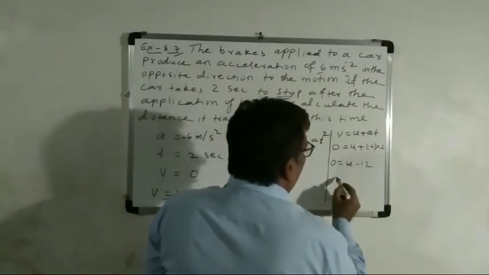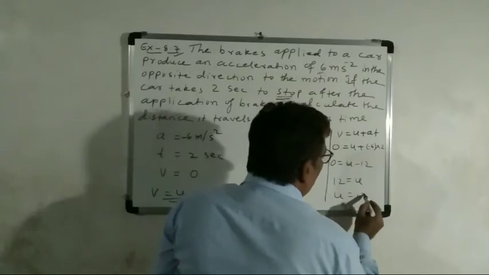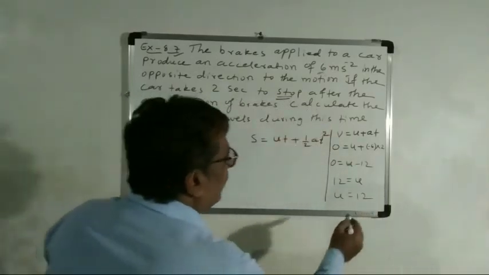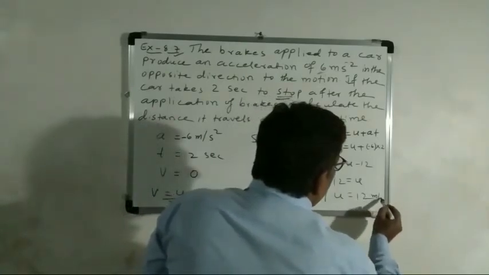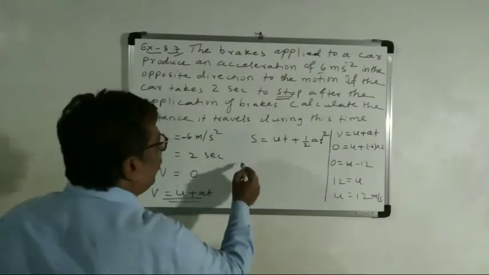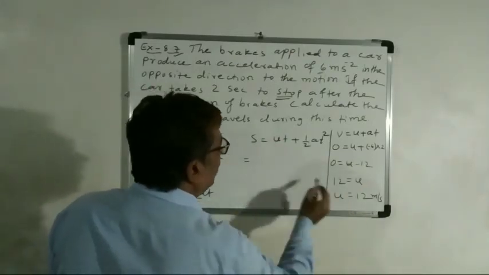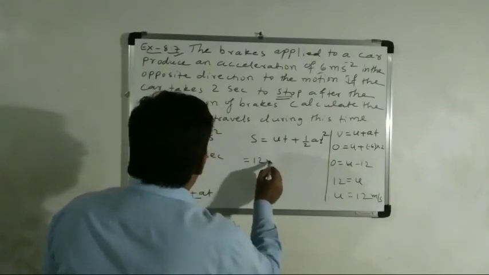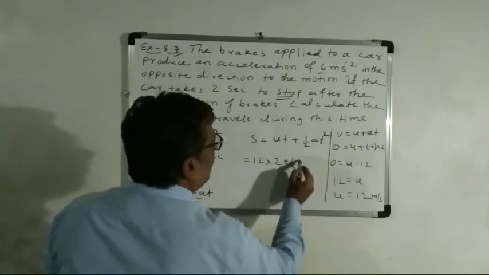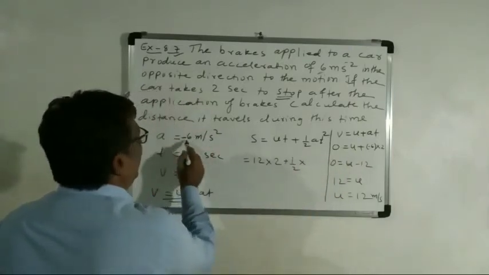Therefore, okay, now 12 is equal to u, or u is equal to 12. Okay, the u value we got is 12 meter per second. Now I have to fill in the values here. So we are finding S is equal to u, which we got as 12, multiplied by t, which is 2, plus half, a I have to write as minus 6.